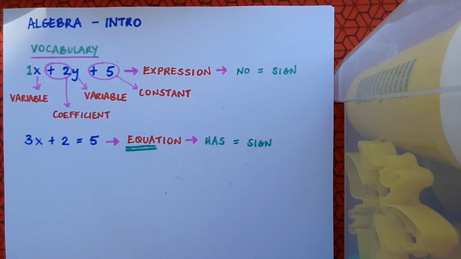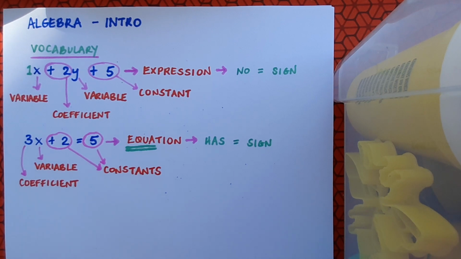Equa meaning equals. Take a moment to see, can you identify any variables, coefficients, and constants in this equation? Well, this time I only have one variable. It's the x. This 3 is the coefficient of x. This plus 2 and this 5 are both constants because they don't have any variables at the end of them.